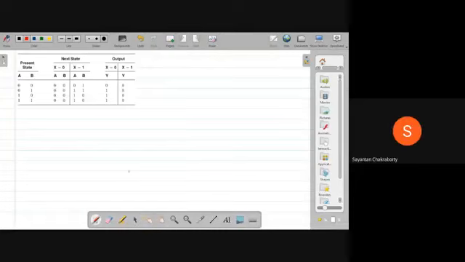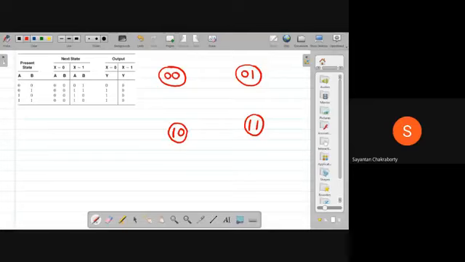Now let us try and draw the state diagram that corresponds to this particular state table. Now what are the possible states that we have? We have a state 0, 0, marked like this. Then we'll have 0, 1, then 1, 1, then 1, 0. If you move clockwise, it should be 0, 0, 0, 1, then 1, 1, then 1, 0.